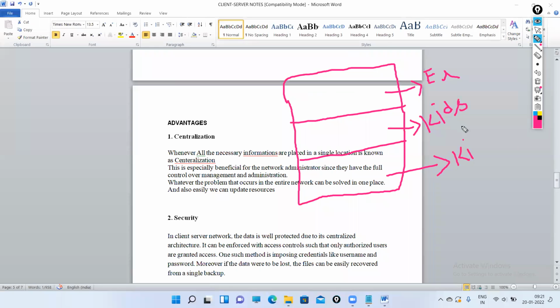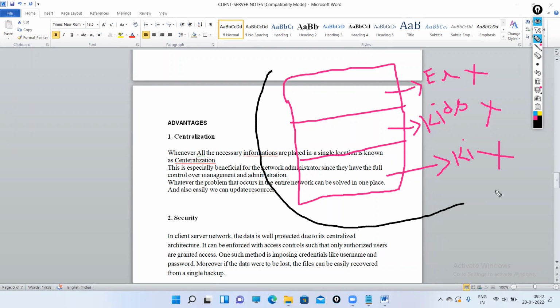Now, this is one type of data, this is one type of data, this is one type of data. Total how many types of data are there, madam? Three, sir. All three in a single place only, right, madam? Yes, sir. Now this is known as centralization.